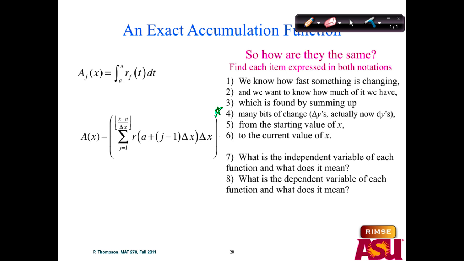This is the most important one, and it's the one students always miss. So I'm just warning you. It's the most important one. It's the one students always have trouble with. Summing up many bits of change.